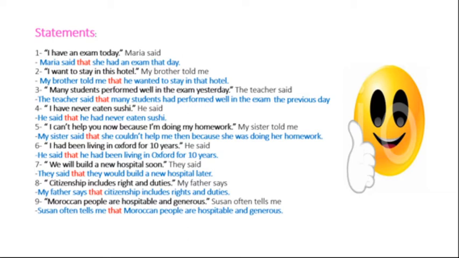6. I had been living in Oxford for 10 years, he said. He said that he had been living in Oxford for 10 years. Here, what tense do we have here? Had been living. It's the past perfect continuous. And we said the past perfect, we keep it the same for the reported speech. We make no change. So we only change the pronoun and other expressions if necessary. We kept the same tense because it's the past perfect continuous.